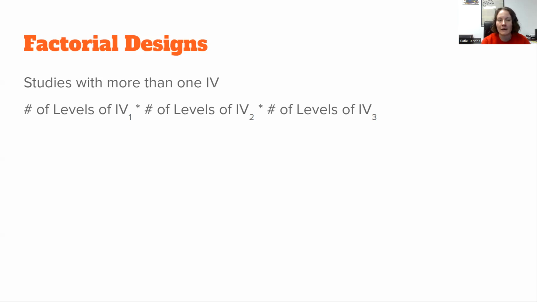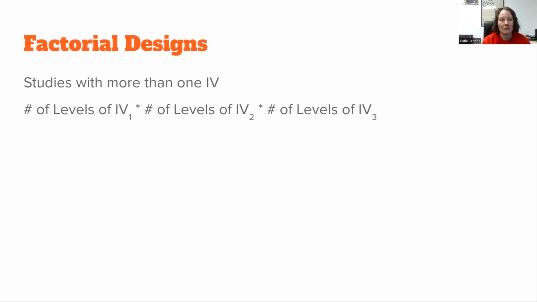So for example, if I had 3 independent variables, my first independent variable had 2 levels to it. My second independent variable also had 2 levels to it. And let's say my third independent variable was sneaky and had 3 levels to it. That would be a 2x2x3 design. And so when you hear that, it's not as scary as it sounds. There is a method to it.